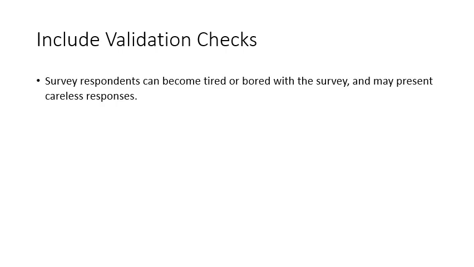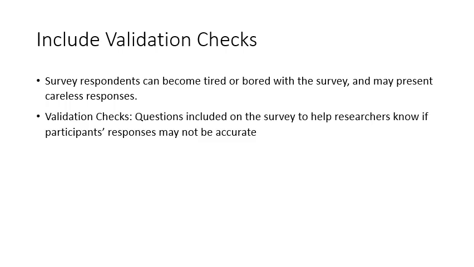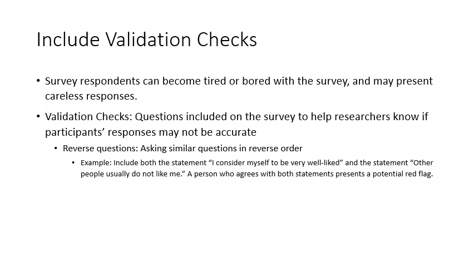So you'll also want to include validation checks on your survey. We know that survey respondents can become tired or bored with the survey, and then they might start putting forward careless or inattentive responses. To check for this, we include certain kinds of questions called validation checks. For example, we might have reverse questions, asking similar questions but reversing the direction of it, like this. We might consider both the statement, quote, I consider myself to be very well liked, and the statement, other people usually do not like me.